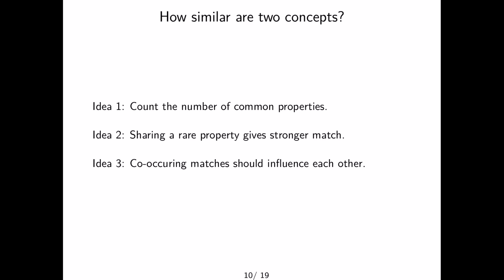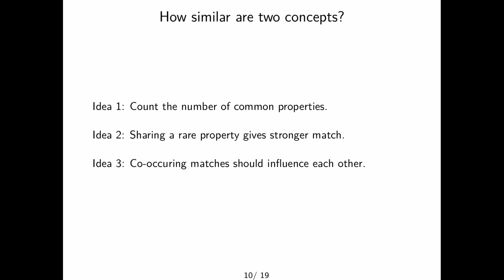This is very simplistic. You can do a bit better because you can realize that a rare property is much more important than a common property. For example, for plus, having the property of being commutative is not very distinctive. Many constants have this property. So if two constants are commutative, it really doesn't mean they are the same. So we should give a stronger score to properties that are rare. That's the second idea.